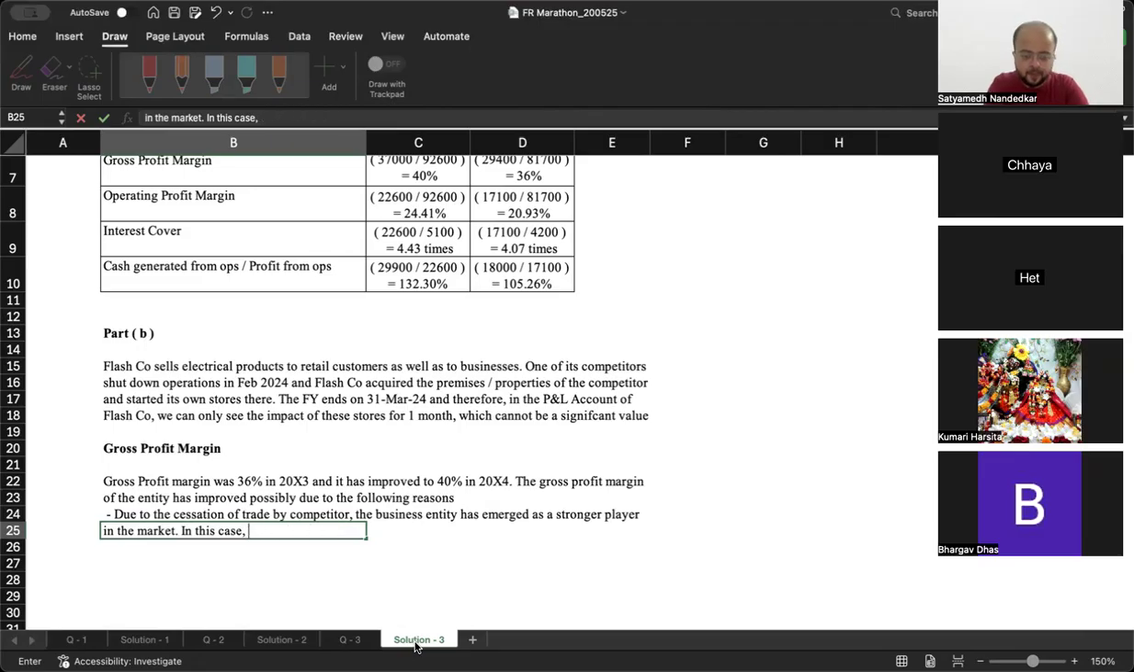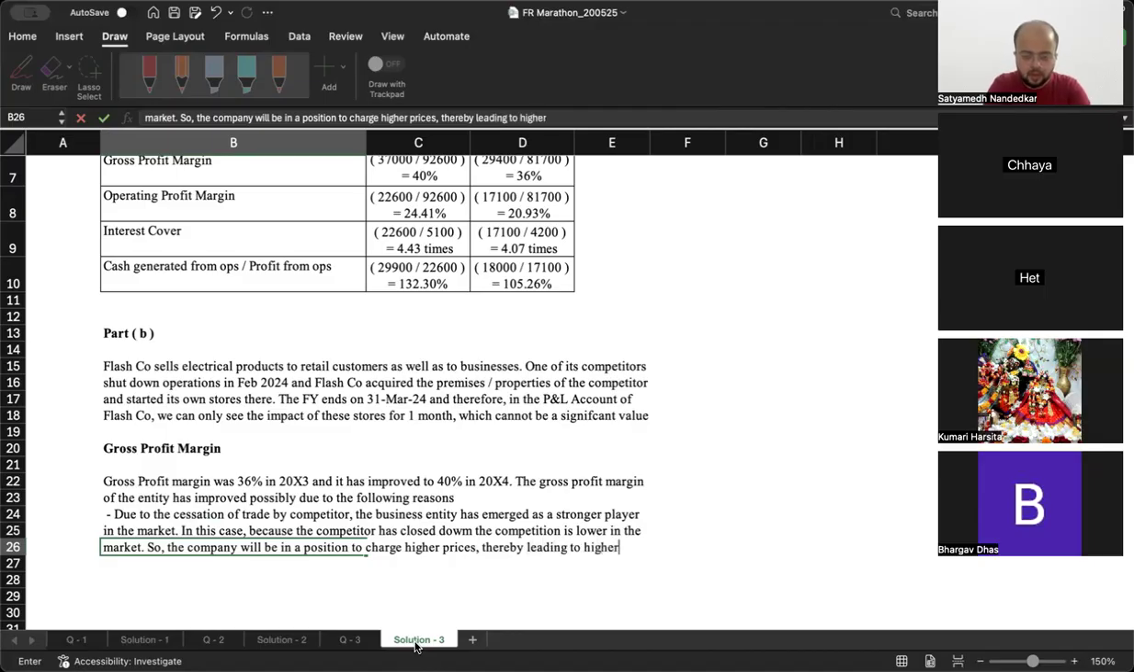In this case, because the competitor has closed down, the competition is lower in the market. So the company will be in a position to charge higher prices, thereby leading to higher profits. ठीक है?